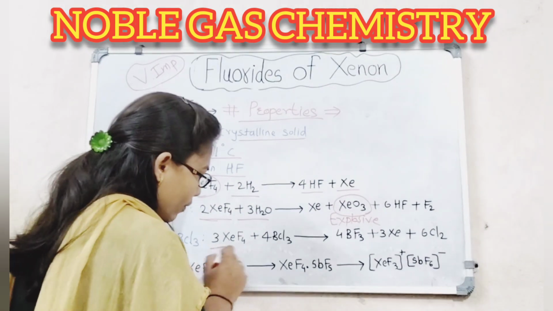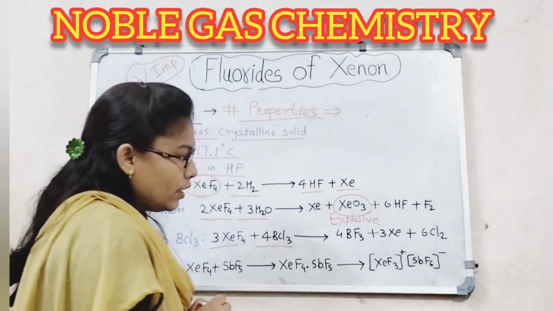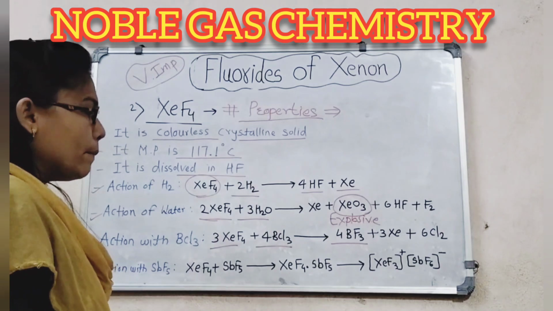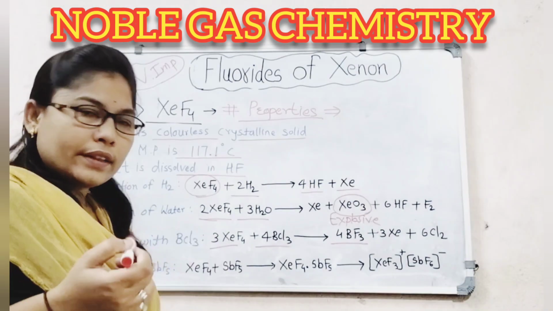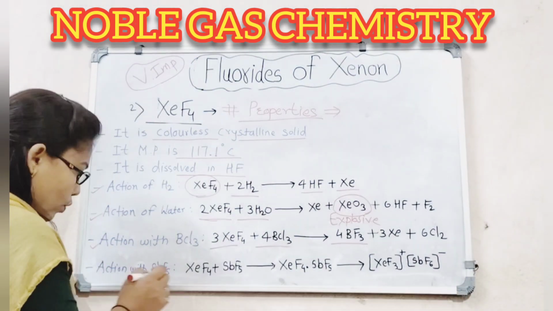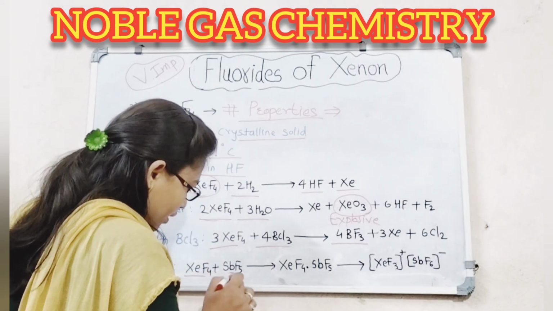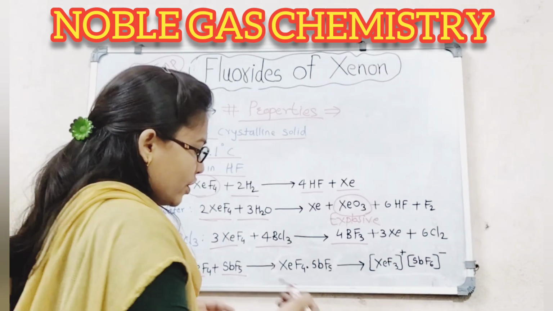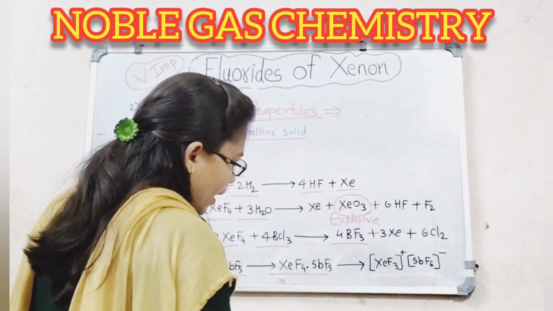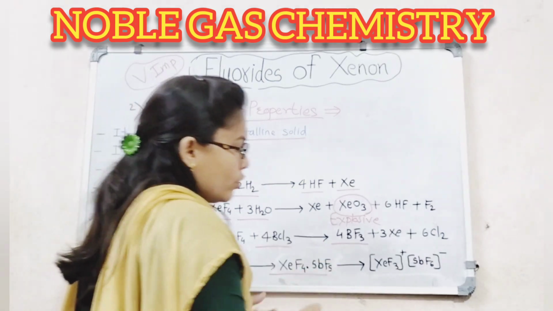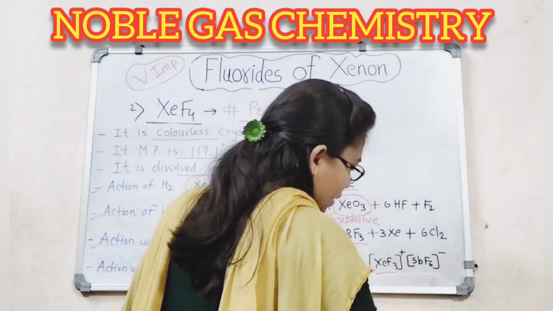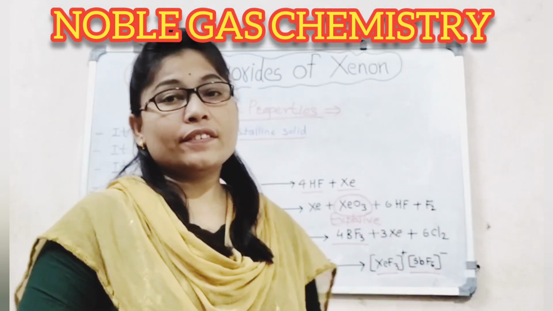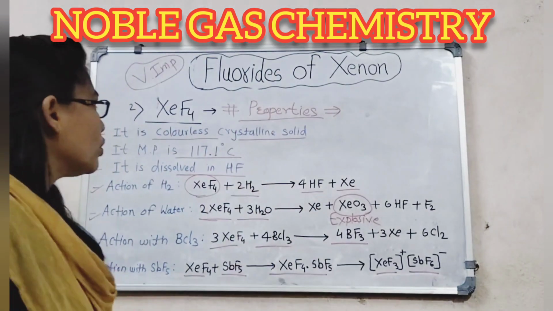Then action of BCl3. When xenon tetrafluoride reacts with BCl3, it gives boron trifluoride, BF3. Then action of SbF5. When xenon tetrafluoride reacts with SbF5, it gives an addition compound called an adduct, and after dissociation of it, we get xenon trifluoride plus and antimony hexafluoride minus. So these are the different properties of xenon tetrafluoride.